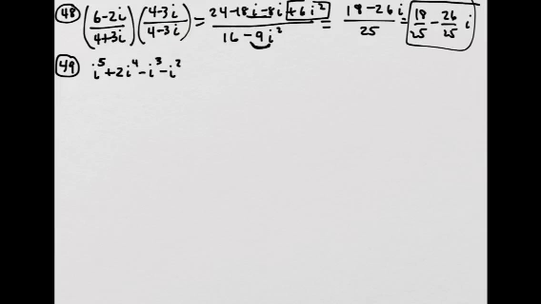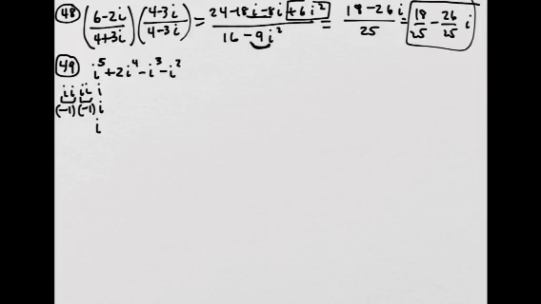For 49, we can approach this by breaking up the i's into pairs of i's. So for example, i to the fifth, you could see it as i, that's one pair, that's another pair, and then you have one left over. So every i squared, every pair of i's, is negative 1. Like that, and then you have the i. So i to the fifth is negative 1 times i, which is i.